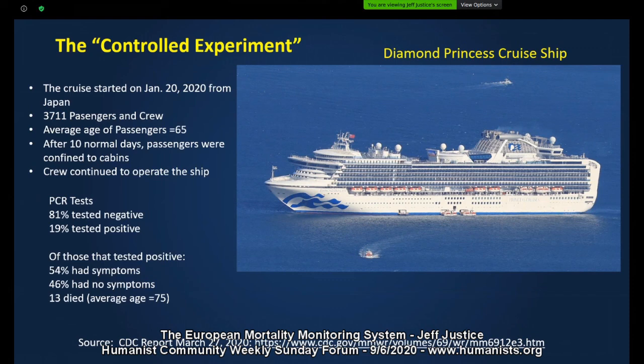The cruise started from Yokohama, Japan, on January 20th, 2020. 3,700 people on board. Average age of the passengers, 65, typical cruise. For 10 days, they just walked around the ship normally, eating from the cafeterias. And then after 10 days, they decided that they had disease on board, and so they confined the passengers to cabins while the crew continued to run the ship.